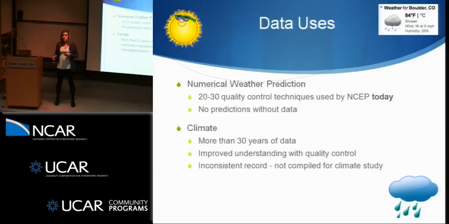So like I said, there's more than 60 years worth of data, so some of it still needs to be quality controlled. If we can improve the consistency within the data, then we can use it for climate study, which is really important to us here.